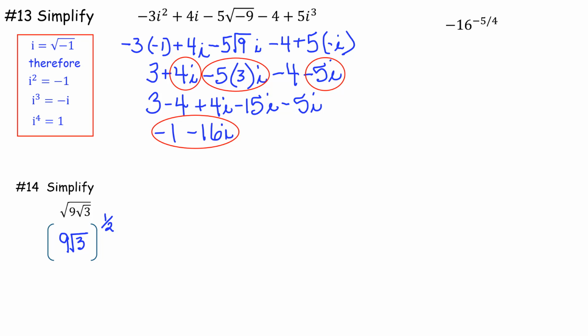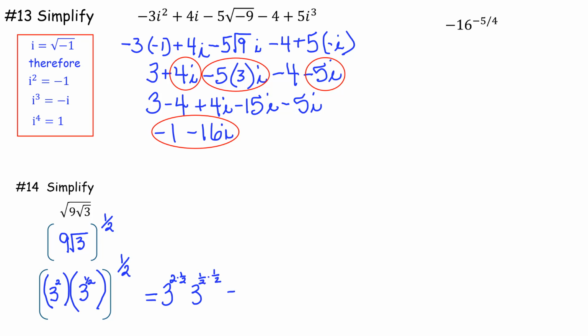All right, now I'm going to write both of the things that are inside the parentheses as powers of 3. So 9 can be written as 3 squared, and the square root of 3 can be written as 3 to the 1/2. All of that is still being raised to the 1/2 power. Now I'm going to use my rules for exponents, which tell me that when you raise a power to another power, you multiply the exponents. So I'm going to have 3 raised to the 2 times 1/2, and then 3 to the 1/2 times 1/2. Now I'm just going to multiply those out.